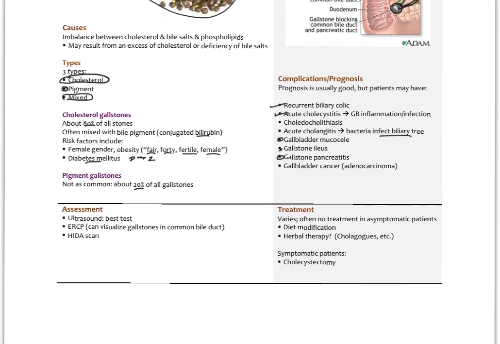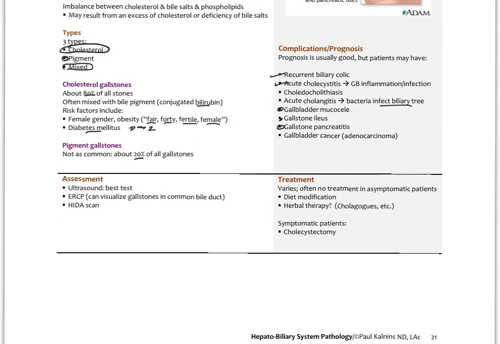So for the assessment of gallstones, ultrasound is our best test. ERCP can visualize stones in the bile duct, and the HIDA scan, the scintigraphy, would give you the clearest view of the biliary system. The treatment often is going to vary. Usually in asymptomatic patients, we just encourage a good diet, maybe some herbal therapy with cholagogues. Now, it's very important whenever using any herb that can stimulate bile flow or contraction of the gallbladder system that we make sure the stones are not too large.